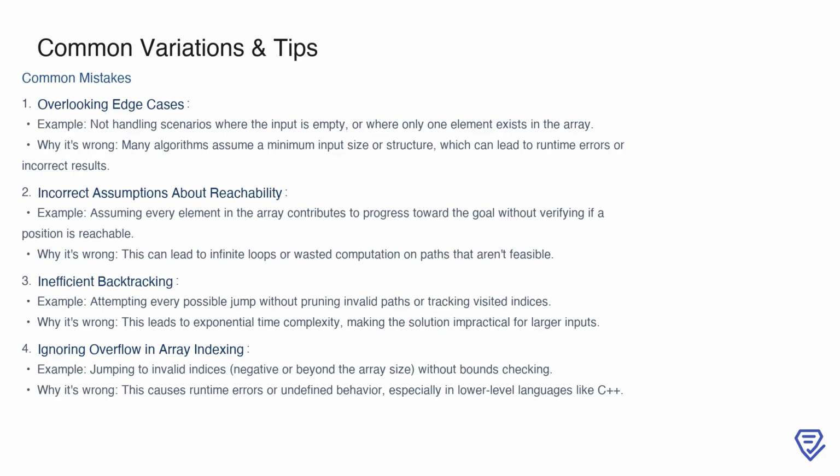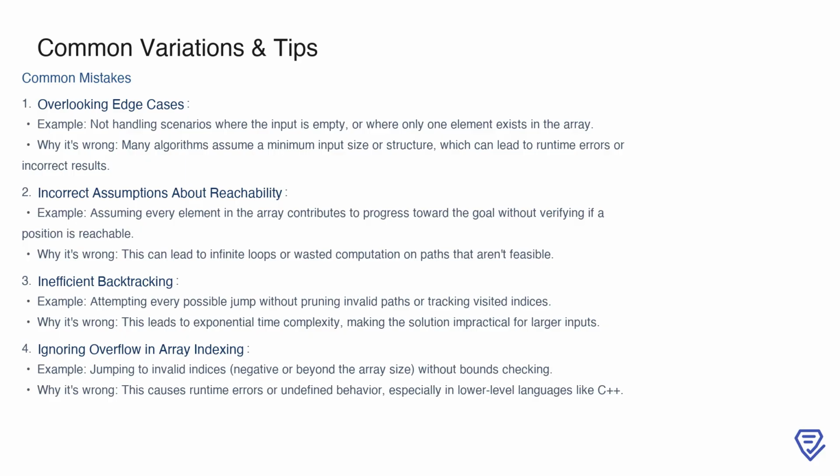Another mistake is making incorrect assumptions about reachability. For example, some solutions might assume that every element in the array contributes progress toward the goal without verifying if a position is actually reachable. This can result in infinite loops or wasted computation on paths that can't lead to the solution. Inefficient backtracking is another pitfall. Attempting every possible jump without pruning invalid paths or tracking visited indices can lead to exponential time complexity, making the solution impractical for larger inputs.